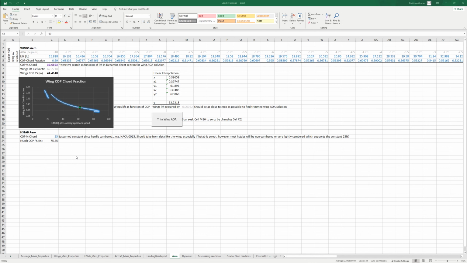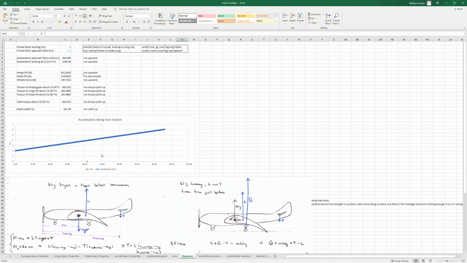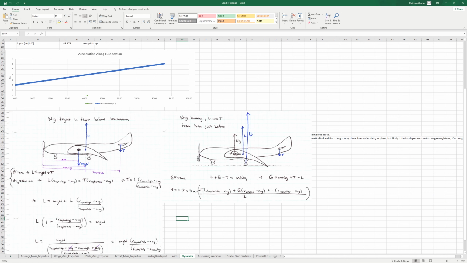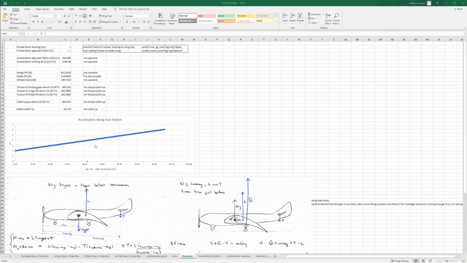Now, before we check out the calculations that are going on in this Aero sheet, we have to look at the dynamic sheet because they're coupled. So in the dynamic sheet, we have a free body diagram of the aircraft that is coming in and landing. The maneuver that we're looking at here is a landing where the aircraft is approaching in a flare that is just above 1 G. So here I put 1.1 Gs for the aircraft flare.